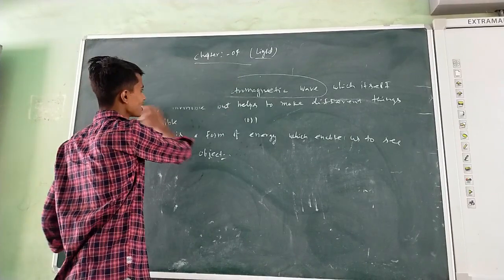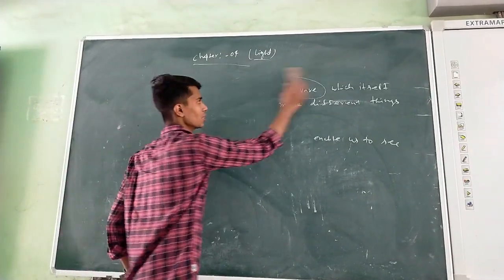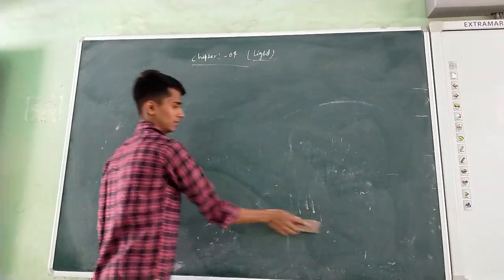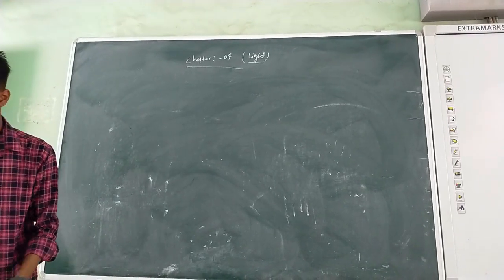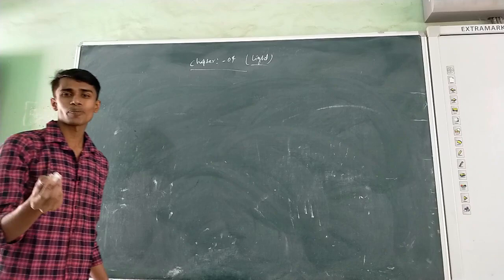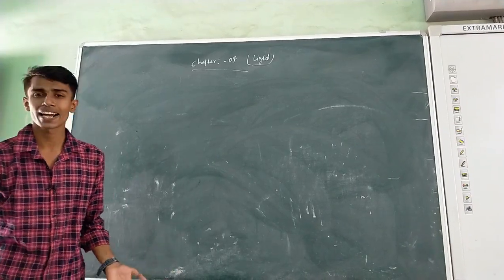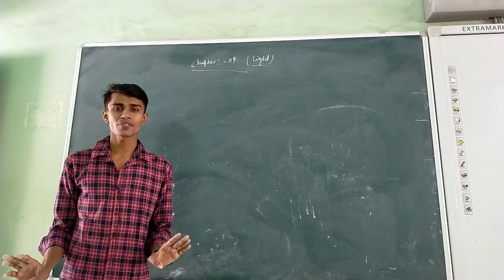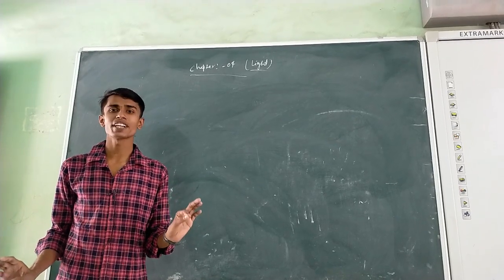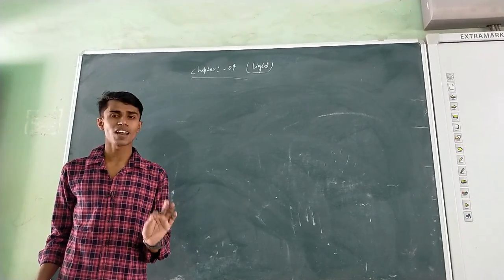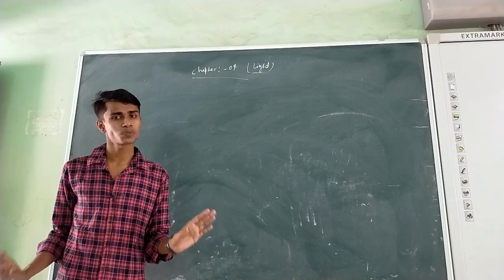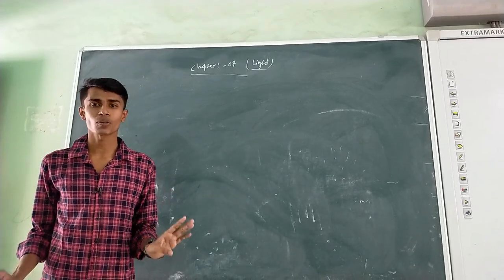What are the properties of light? They are written in the notes. Go through the notes. You will observe the first property written is that light is an electromagnetic wave. The meaning is simple. Why is light an electromagnetic wave? Light is an electromagnetic wave means it does not require any material medium for its propagation. Any problem? The propagation of light does not require any material medium.